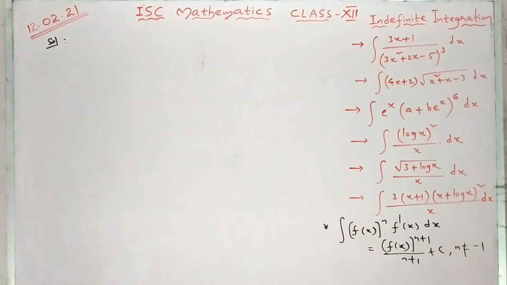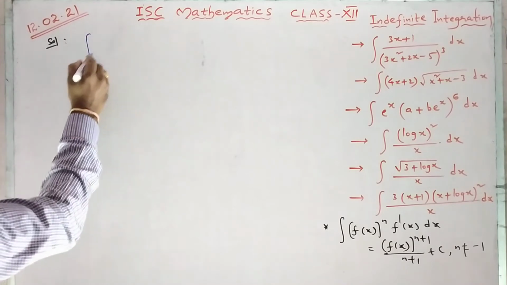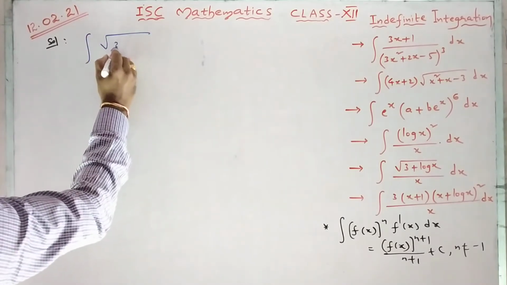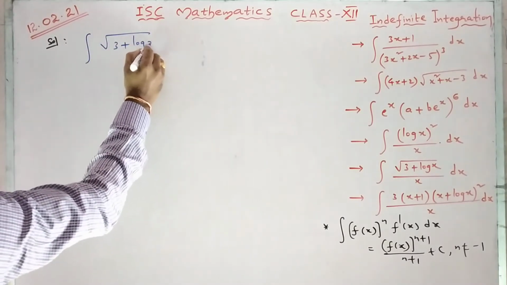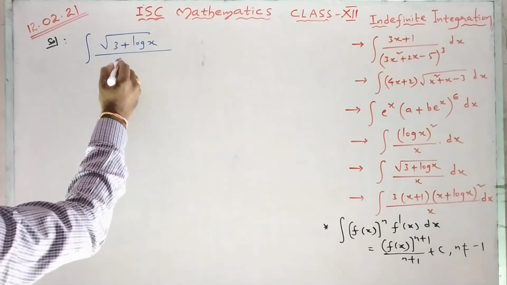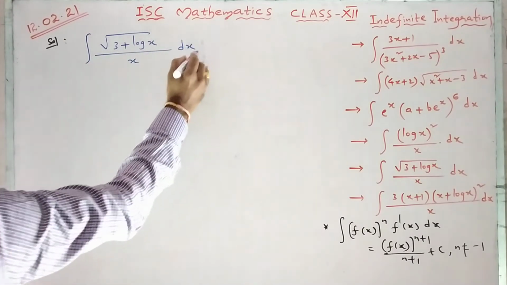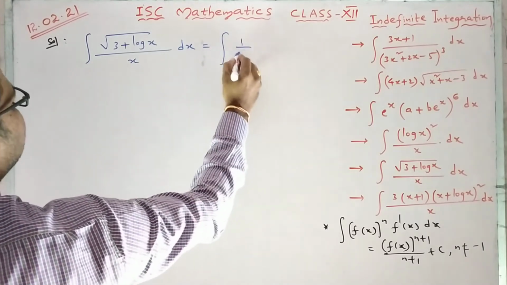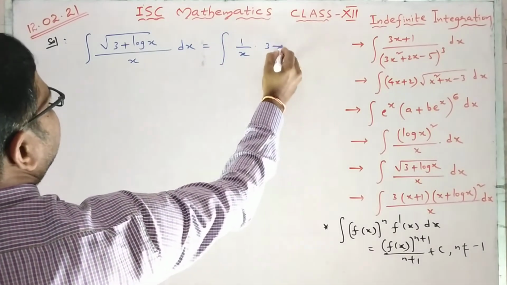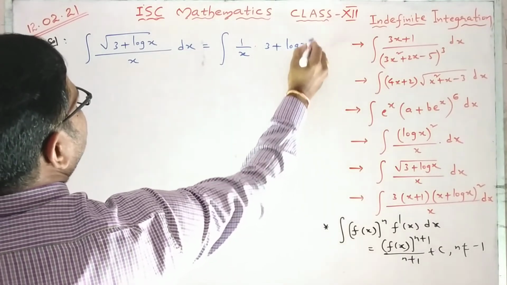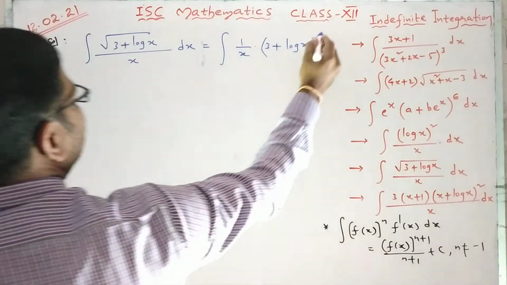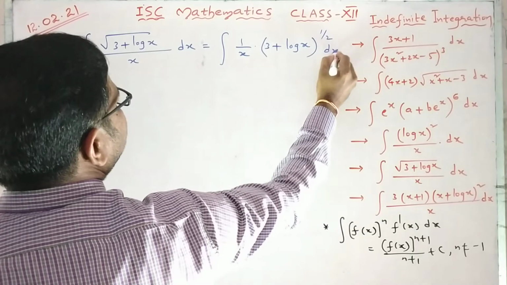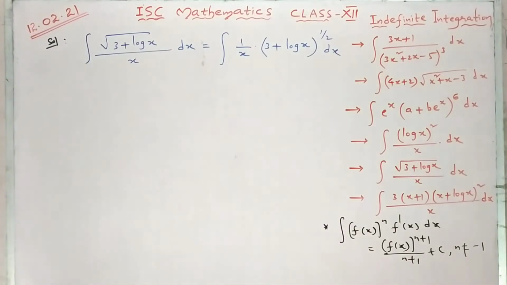So fifth solution, integral square root of 3 plus log x upon x dx. So what I am going to write here, 1 by x, keep it aside, (3 plus log x) whole to the power, root means we can write 1 by 2, dx, right? Whole to the power 1 by 2.